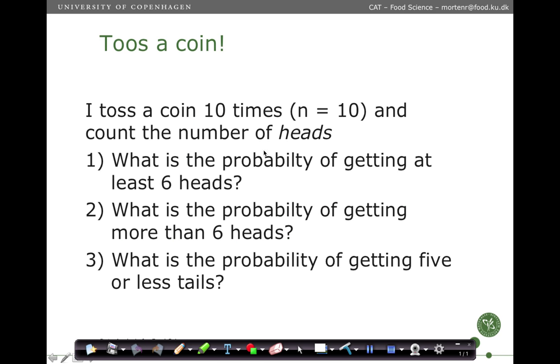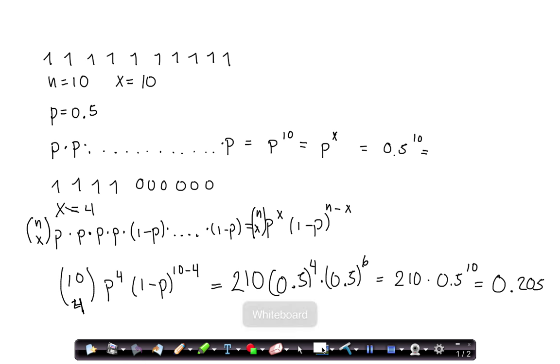So now if we want to calculate the probability of getting a range of solutions, for instance, what is the probability of getting at least 6 heads? What is the probability of getting more than 6 heads? And what is the probability of getting 5 or less tails? Let's just see how this goes. We have n, n is equal to 10, and we have a p which we assume is equal to a half.